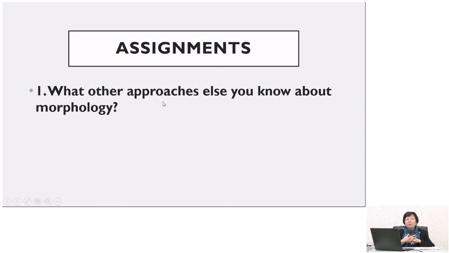We have learned about 3 approaches to get the morphemes, right? One is the morpheme-based approach. The second one is the lexeme-based approach. And the third one is the word-based approach. We can have 3 ways to know about morphology. But I tell you, as a matter of fact, there are more than 3 according to some linguists. Can you find out the other approaches that you know about morphology?